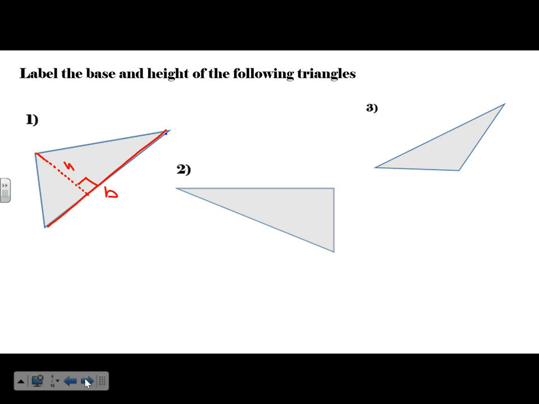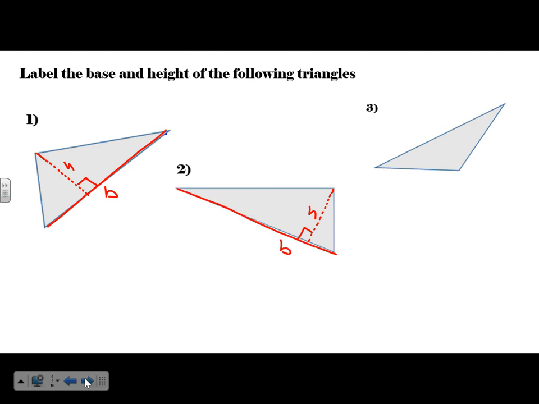Then number two, let's see. Sometimes it's really easy to do a perpendicular line. Sometimes you have to think about it a little bit, because if you just did this, well, that's not 90 degrees. So I would say this one could be here, 90 degrees, so that's my height. This length then is my base.